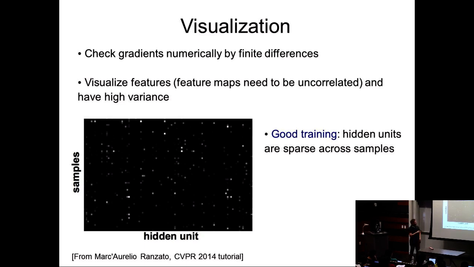But more importantly, you should also look at this particular plot, right? You have hidden units, you have samples, and you look at the activations of the hidden units, right? You want to make sure that hidden units are sparse, and there's not much correlation between different hidden units.